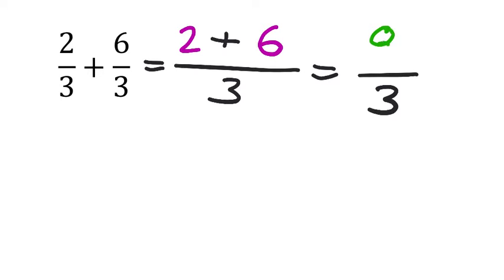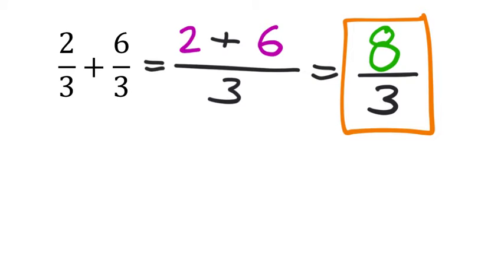2 plus 6 is 8. 8/3. No need to change this into a mixed number because it's not considered fully simplified as a mixed number. It's just a different format, and an improper fraction will be okay for the format.